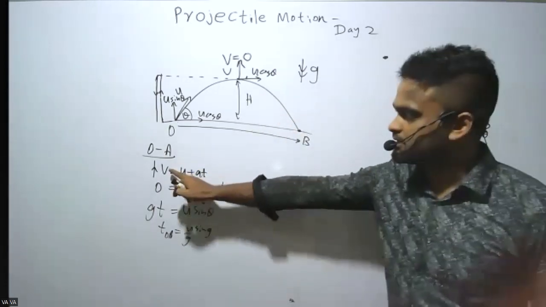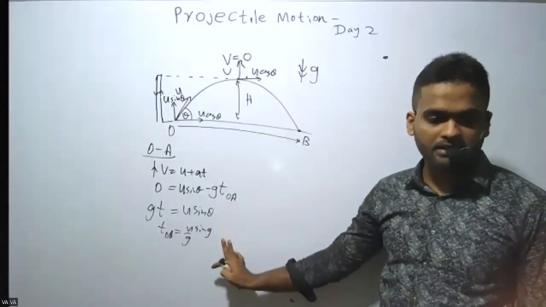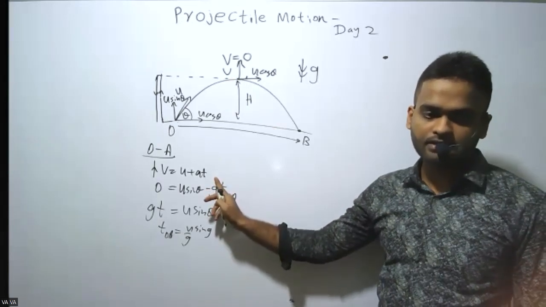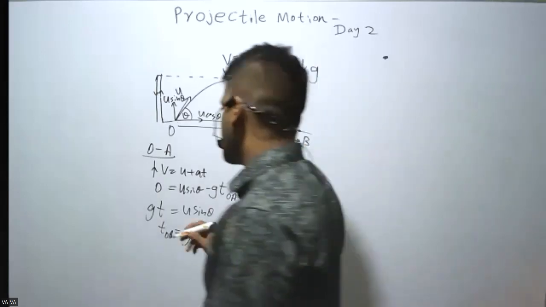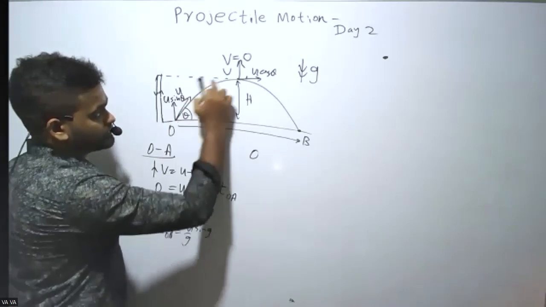So what I found is the time required to reach the maximum height. You don't have to remember these equations. You only have to apply one of the linear motion equations, right? Okay, then we need to find the flying time. Flying time means for the whole motion.